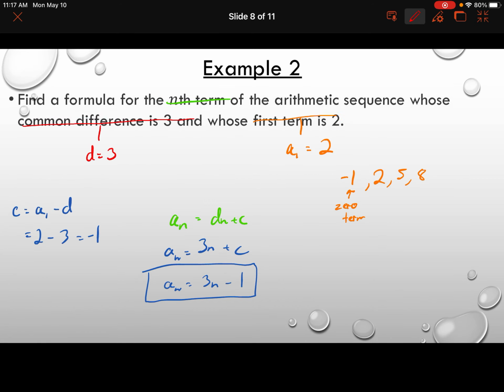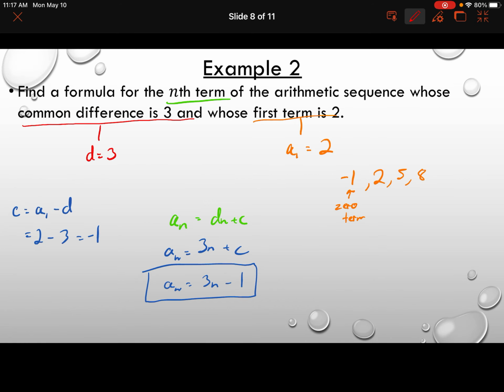All right. Well, let's pretend this example was different. Instead of the example telling us that the common difference is 3 and the first term is 2, what about if we had this instead? What about if we actually had the sequence itself? So 2, 5, 8, 11. Okay, let's say if that was given to us and they asked us to find the nth term of the arithmetic sequence or the explicit formula.